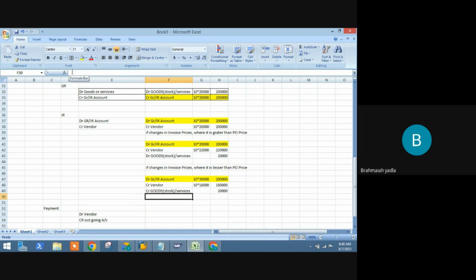Two-way matching means GRIR, requisition and then invoice. Clear, sir? Online clear? Yes, sir.